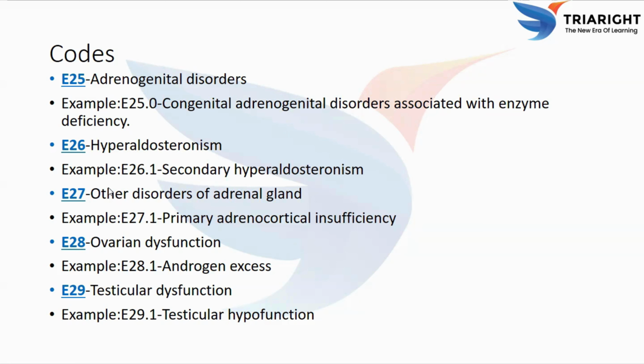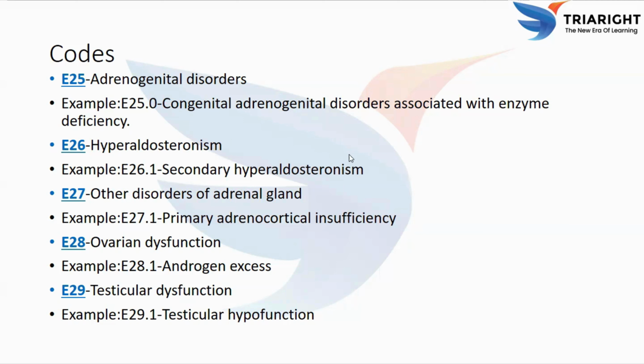And next, coming to the E26 code. So what is the E26 code? Hyperaldosteronism. So what do you mean by hyperaldosteronism? It's an overproduction of the aldosterone hormone. The name itself says it's an excess presence of the aldosterone hormone. Whenever the aldosterone hormone is overproduced, this hormone controls the sodium and potassium balance, resulting in hyperaldosteronism.